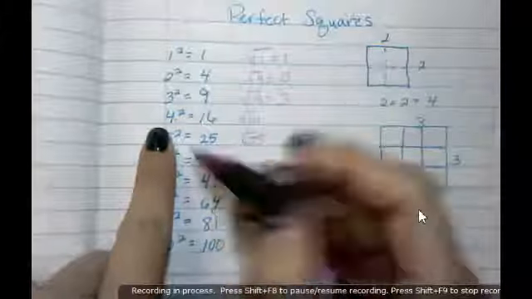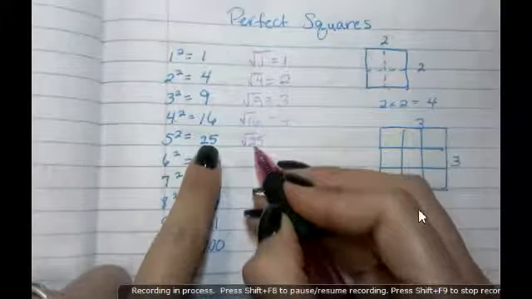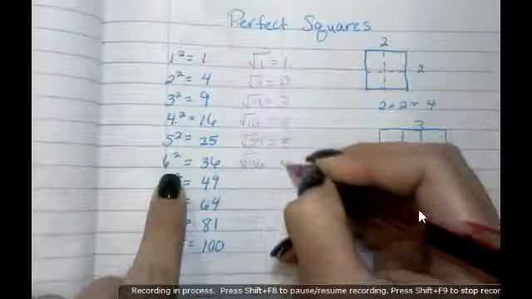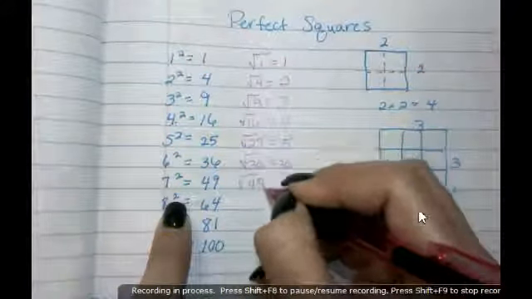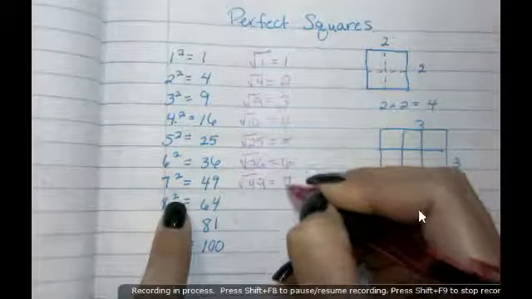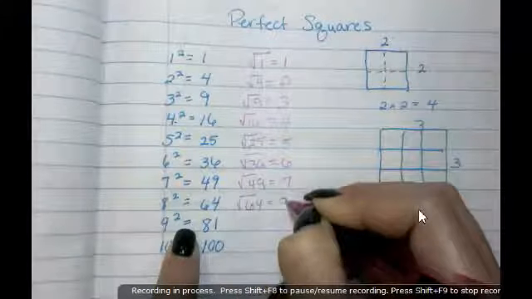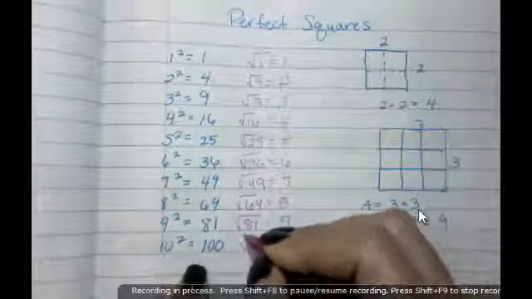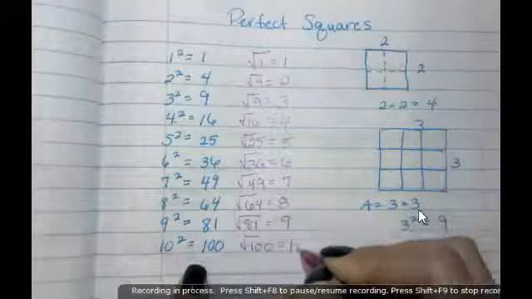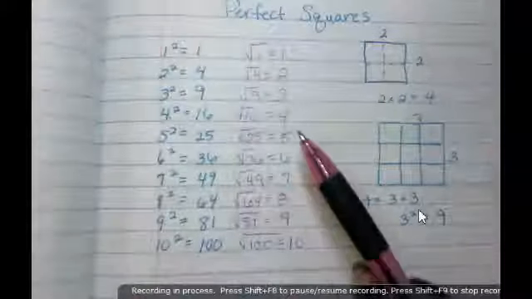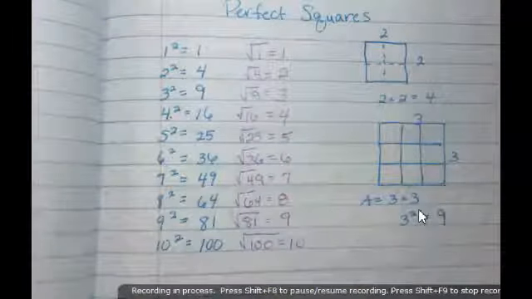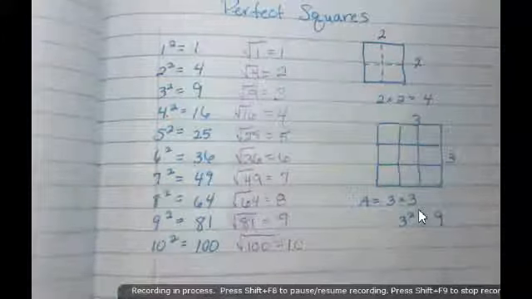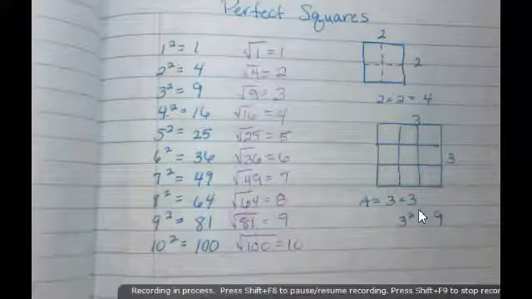The square root of 16 is 4. The square root of 25 is 5. The square root of 36 is 6. The square root of 49 is 7. The square root of 64 is 8. Square root of 81 is 9, and the square root of 100 is 10. I think it would be a great idea for you to keep this list going in your notebook, because as we start working with squares and square roots, this will be a helpful place for you to turn back to and use it as a resource.